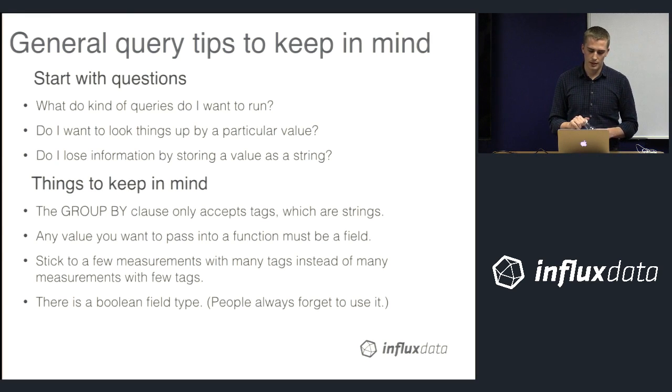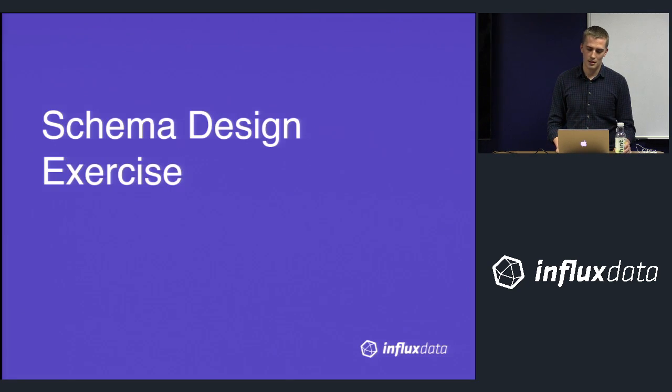And also, keep in mind that there is a Boolean field too, and that's super cheap, obviously. A lot of people write in basically ones or zeros, or they use a little literal string of true or false. There's a Boolean value in the line protocol, so you can use that.